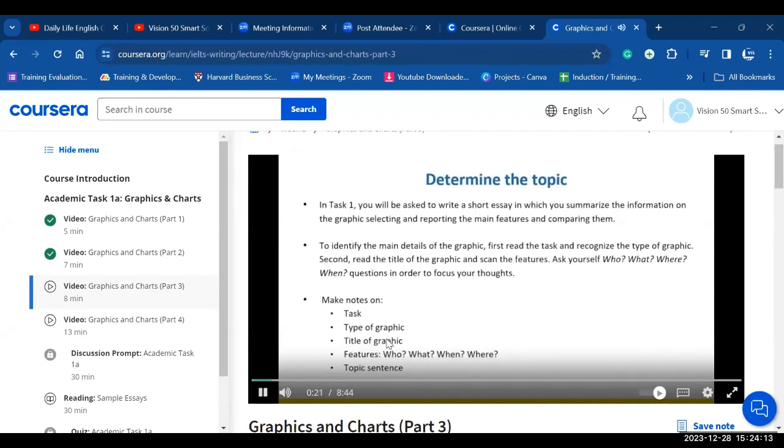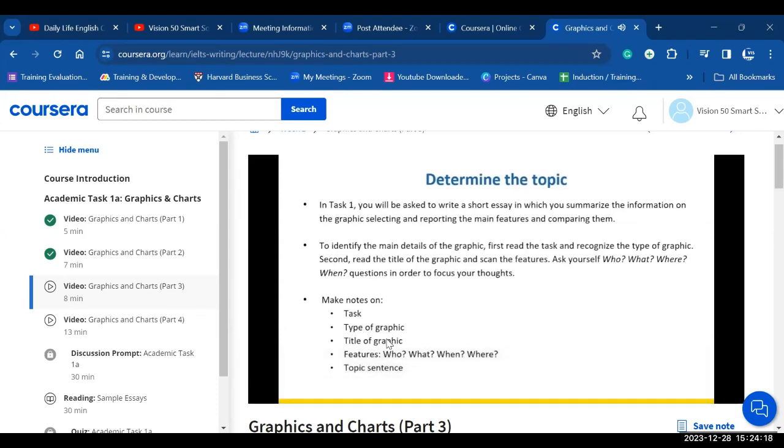Information on the graphic by selecting and reporting the main features and comparing them. In order to identify the main details of the graphic, first you need to read the task and then recognize the type of graphic you have. If you remember, we have 4 different types of graphics, such as line graph, bar chart, pie chart, and table graph. Then secondly, you have to read the title of the graphic and scan the features.